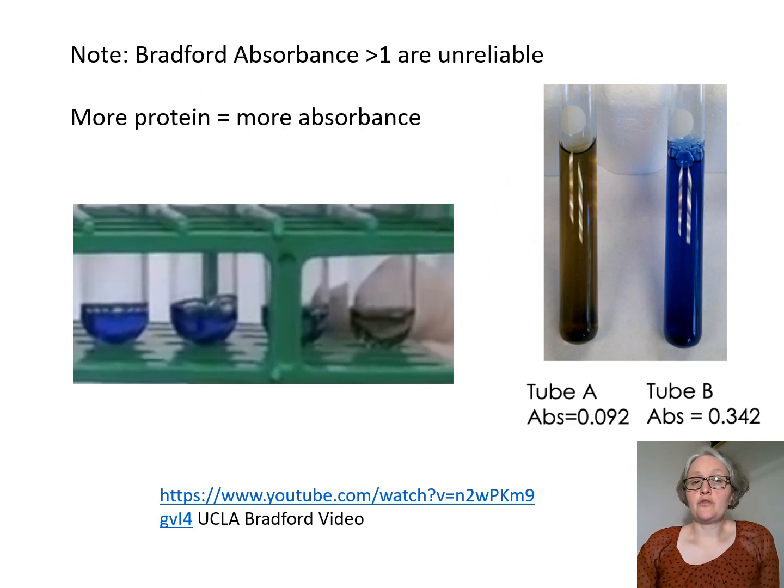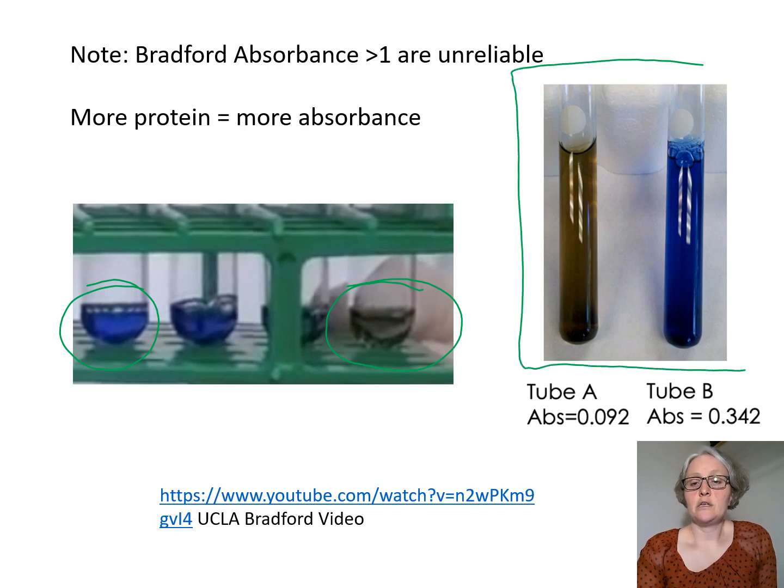We can use the spectrophotometer when we add a Bradford reagent to a solution that contains protein. Bradford reagent will change colors when it's in the presence of protein. When there's not very much protein, it stays brownish. When there's lots of protein, it turns bluish. So what we can do is add Bradford and then put these samples into the spectrophotometer and read their absorbances. Over here you can see this happening.